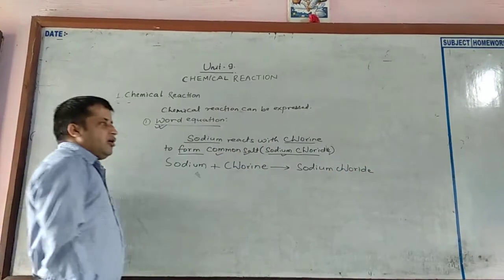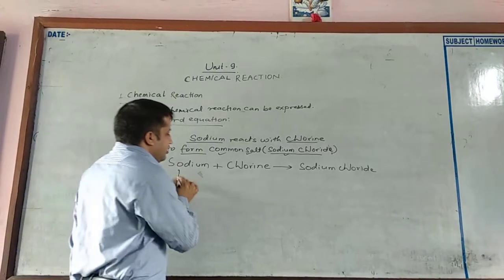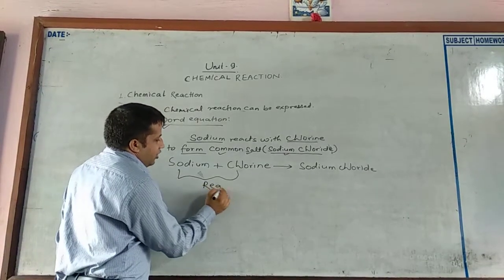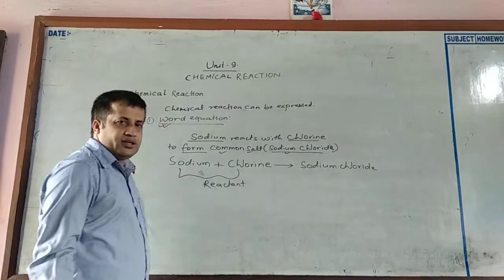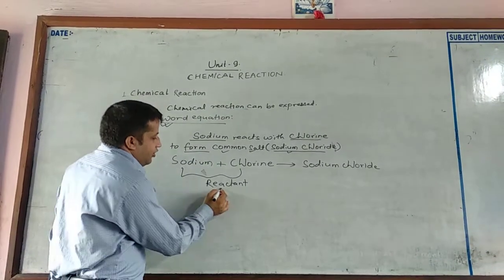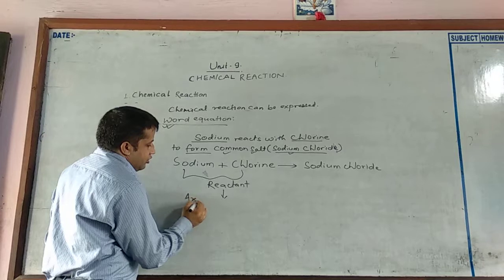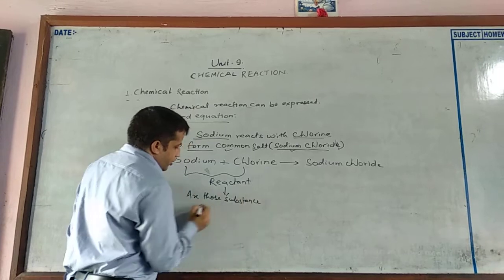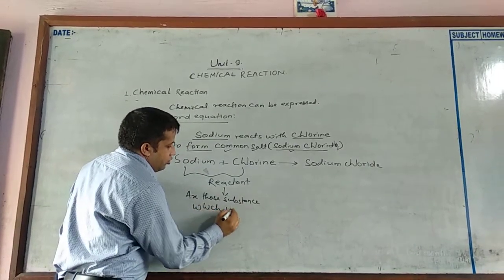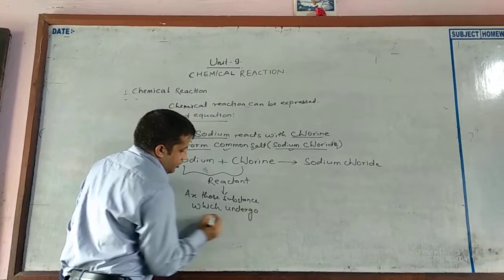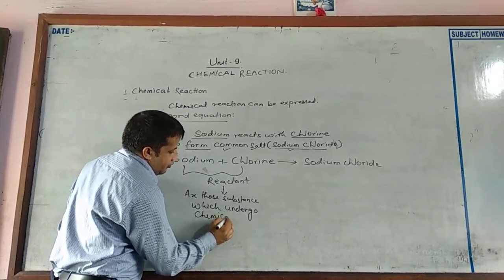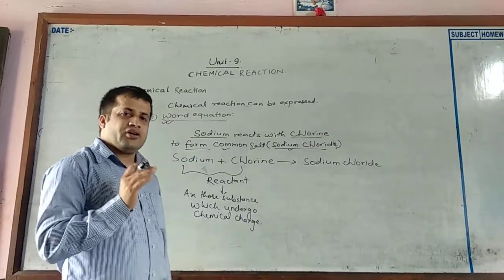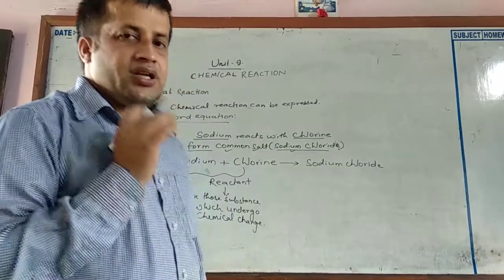Here, as I have already told you previously, these two things are known as reactants. What is a reactant? You already know that reactants are those substances which undergo chemical change. So those substances which undergo chemical change are known as reactants.